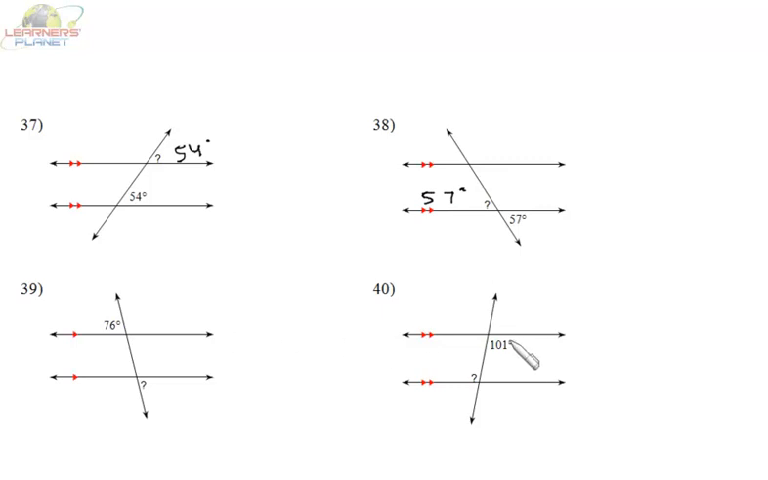Clear? Here we can see the shape of Z. So 101 and this angle will be alternate interior angles. So if it is 101, it will also be 101. Clear? Here 76 and this angle, both of them are alternate exterior angles, and in case of parallel lines, alternate angles are equal. So if it is 76, even it will be 76. Getting my point?